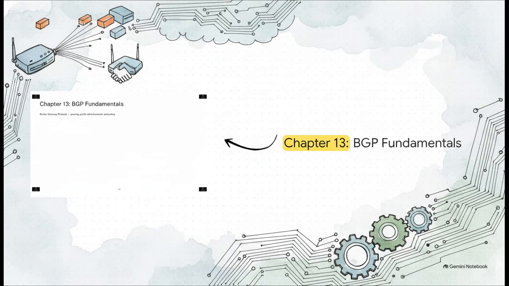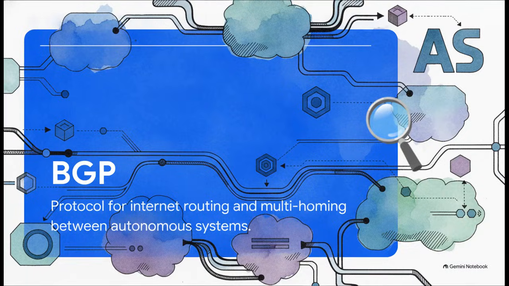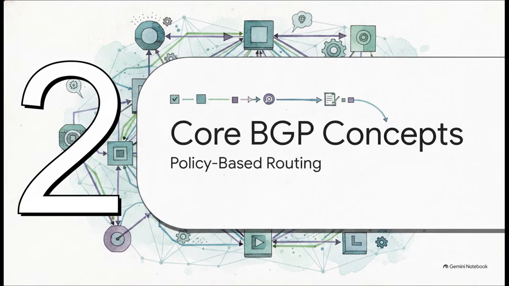As you can see, we're pulling our core concepts straight out of Chapter 13, BGP Fundamentals. We're totally bypassing all that dry academic textbook fluff and jumping right into the deep end. We're talking peering, prefix advertisement, and policy construction. So what exactly is BGP? It stands for Border Gateway Protocol. Basically, it's the protocol used for internet routing and multi-homing between different autonomous systems. Think of an autonomous system, or AS, as this massive, independent network kingdom. BGP is essentially the universal, and honestly, sometimes pretty unforgiving diplomatic language that lets these kingdoms exchange routes and provide crucial redundancy.